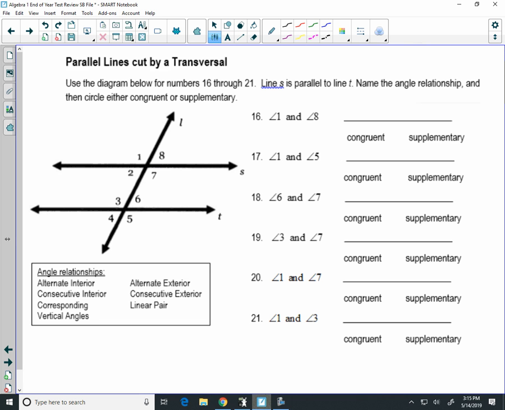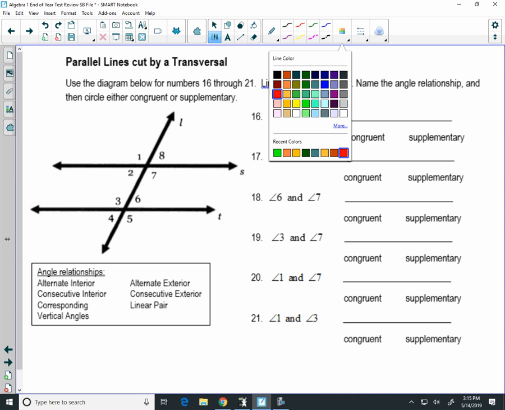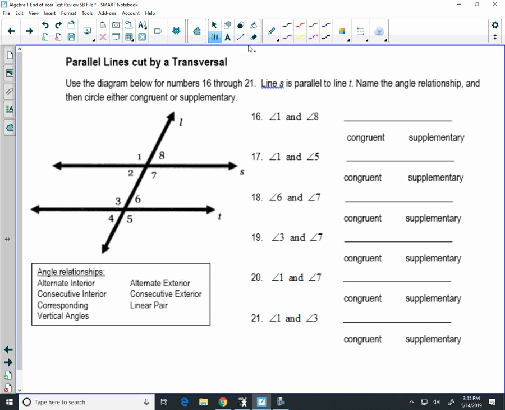All right, now we're on to parallel lines cut by a transversal. So using this diagram, here are some important things. It says line S is parallel to T. What you'll see in geometry is parallel lines will be marked with these little extra arrows, and it's really important that you have those. If you know those are parallel, then you can say that these angle relationships work.